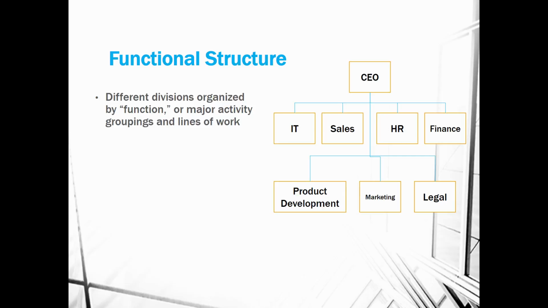A functional structure consists of different divisions organized by function or major line of work. So different specialties exist within that structure. So you'll see maybe you have an IT department, a sales department, HR, finance, product development, etc. So all people who work in finance work in that same grouping.